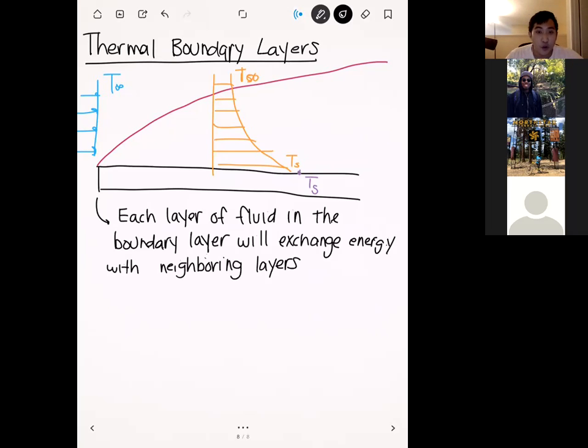And the way it transfers energy, basically we're talking about fluid particles to fluid particles that are right next to each other. The mechanism for this heat transfer is actually conduction.